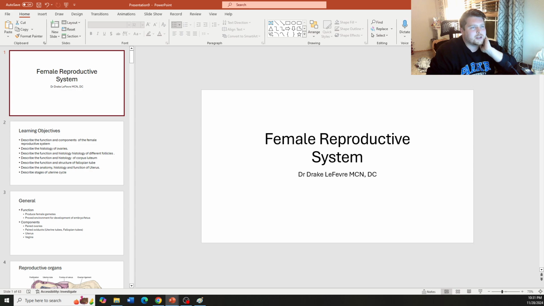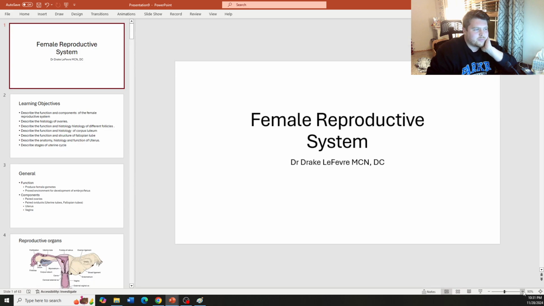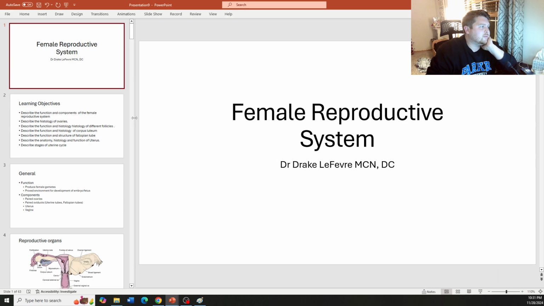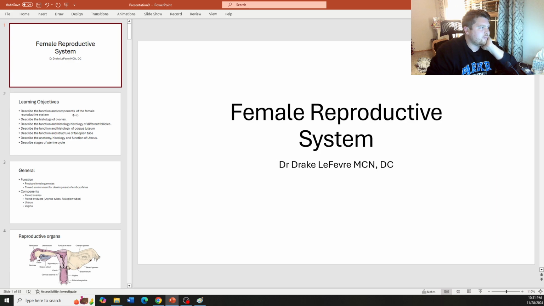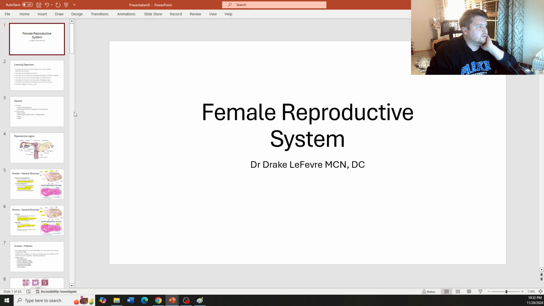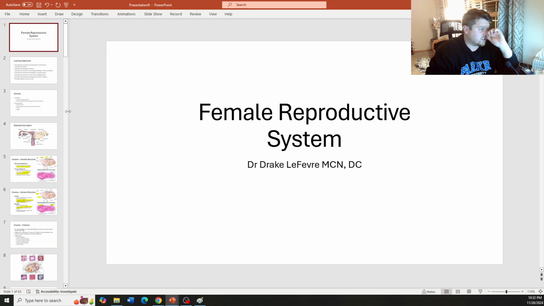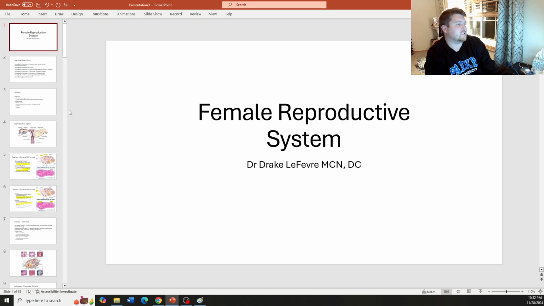We are approaching the end. We've got two more to get through. That is going to be the reproductive systems. We're going to start with the female reproductive system, and then afterwards we'll look at the male reproductive system. The female is a little bit more, I don't want to say complex compared to the male. Let's just say that the male is less detailed. We'll go with that.